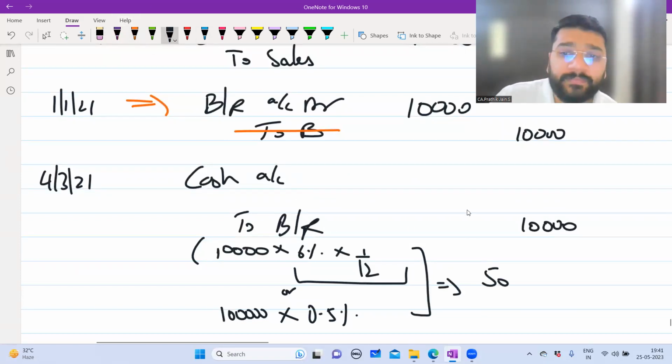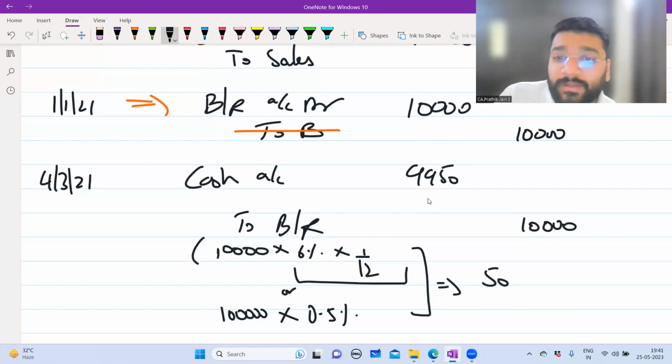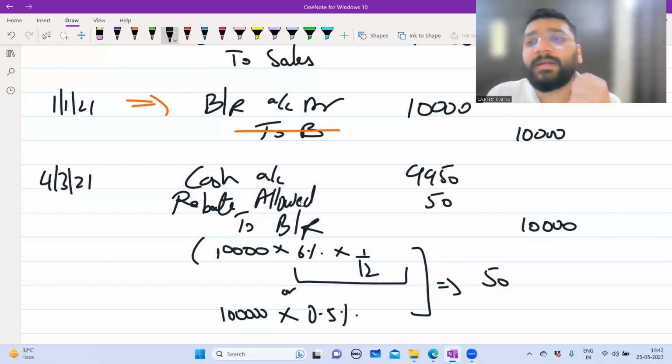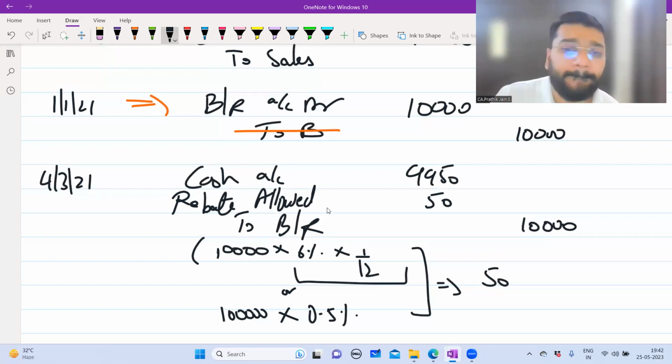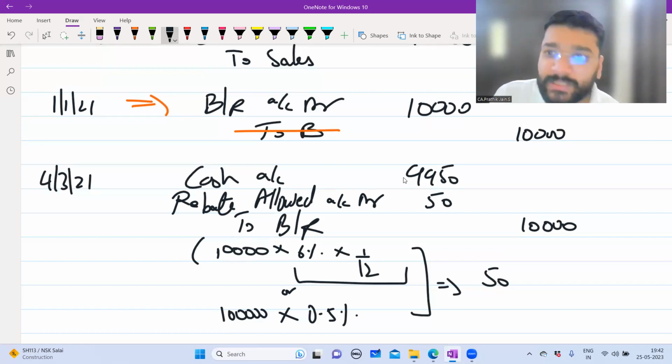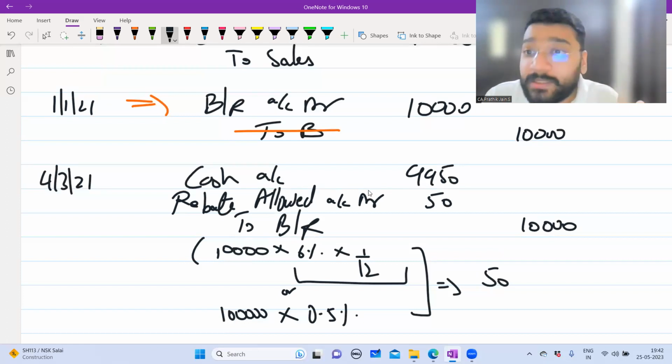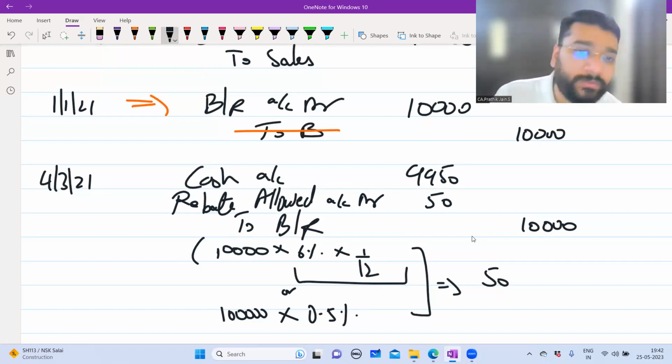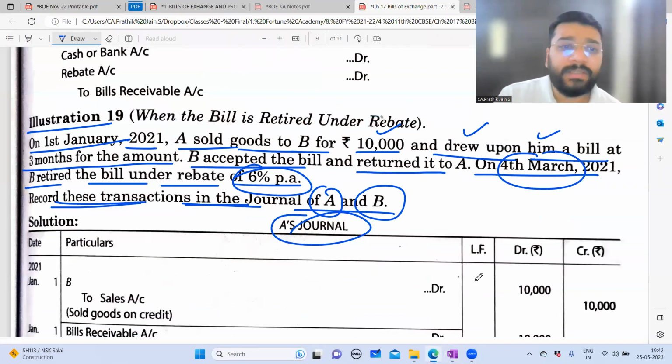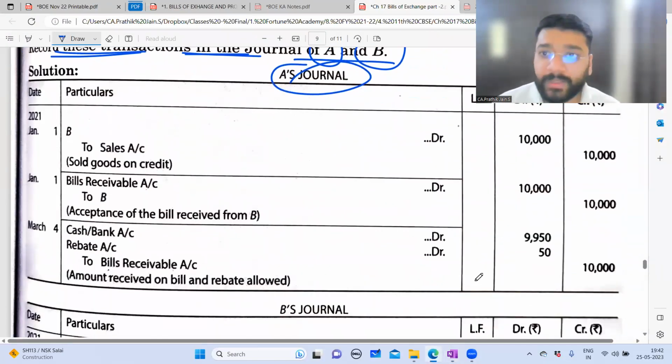So what is the money that you'll receive? 10,000 minus 50 is how much? 9,950. And 50 rupees is the rebate allowed. Rebate allowed is a loss for you. So debit all expenses and losses. So cash account debit 9,950. Debit what comes in. This is what you receive. Balance 50 you do not receive because it's a loss for you. And credit what goes out. So cash account debit, rebate allowed debit, to bills receivable. Any problem?